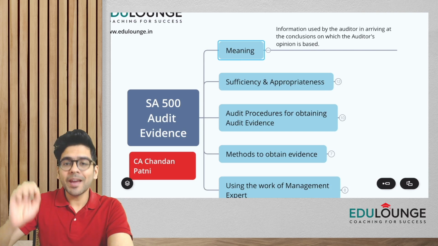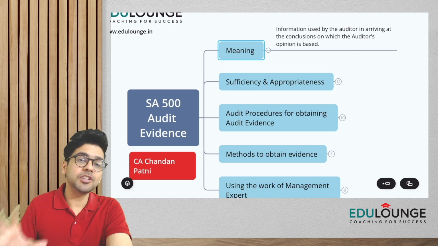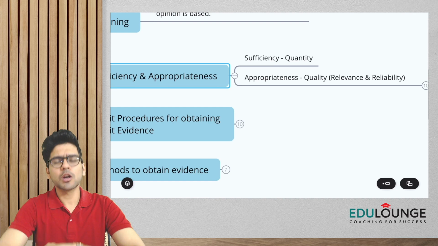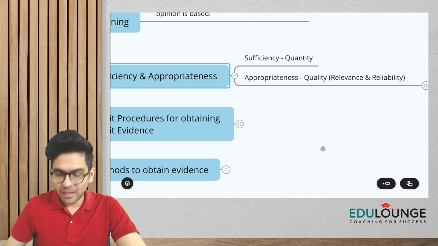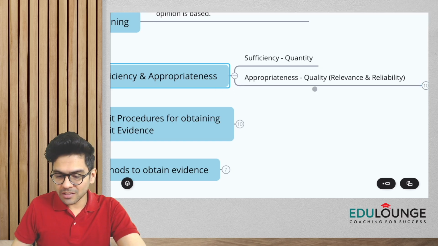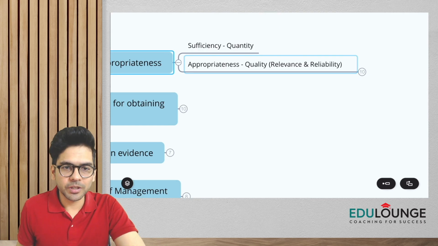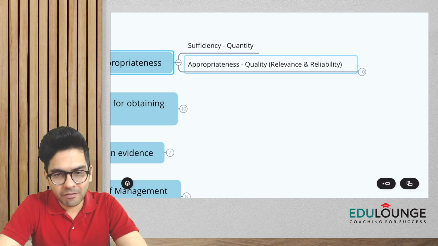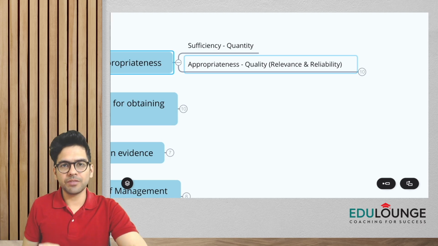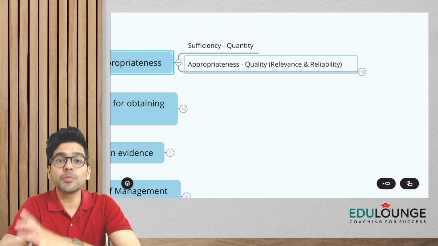Now whenever you apply audit procedures, guys, the evidence we have to obtain has to be sufficient and appropriate. So what is meant by sufficiency? Sufficiency means quantity, that you have to have the right amount of audit evidence. And it's not just about the amount, guys, it is also about the quality of audit evidence. So we have to have appropriate audit evidence as well. Now when I talk about appropriateness, it means quality. And to be more specific, what is meant by quality? It means your audit evidence should be relevant and it should be reliable.